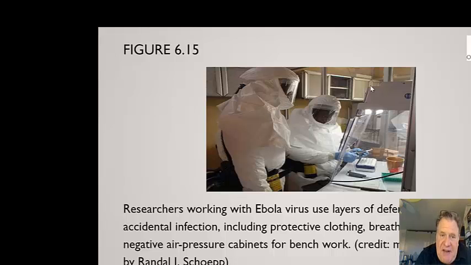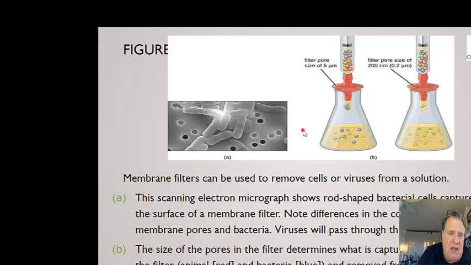Now, viruses are nasty things, as we all know, and so these are individuals that are working in Africa on the Ebola virus. They have breathing systems, they have protective coating, they have a negative air pressure cabinet where they're working. So it's really hard. Imagine you're working on this. You're working with something that's very scary, and then you're having trouble seeing. You're uncomfortable, and everything else like that.